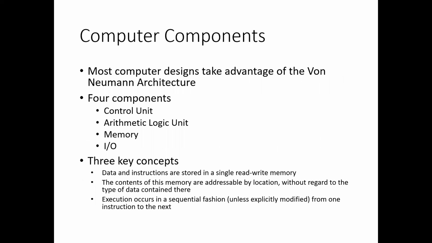So let's take a look at section 3.1, computer components. Most computer designs take advantage of the von Neumann architecture, which you've probably heard me beat up on quite a bit up until this point. There are 4 components there: the control unit, arithmetic logic unit, memory, and the input-output. And this is different from hardwired computers such as the ENIAC and the Colossus that comprised the previous generation.